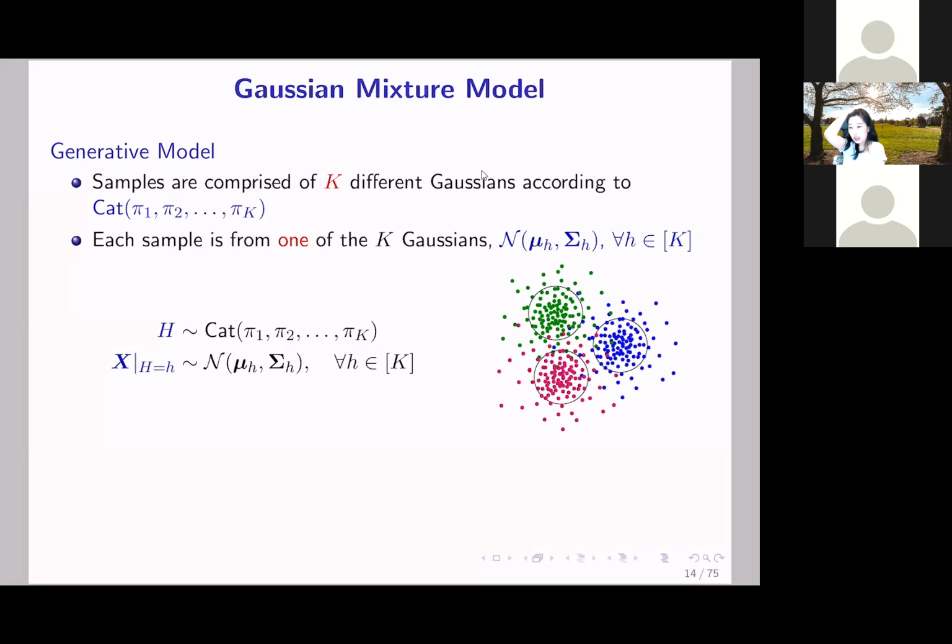Indeed, this is the so-called generalized linear model, right? Specifically I'm talking about a mixture of Gaussians. The samples are comprised of k different Gaussians according to this categorical variable. The categorical variable will take values from 1 to k. So you have k such groups, and each of them is going to occur with probability pi_i. Okay, so pi_1 plus ... plus pi_k is going to sum up to 1.